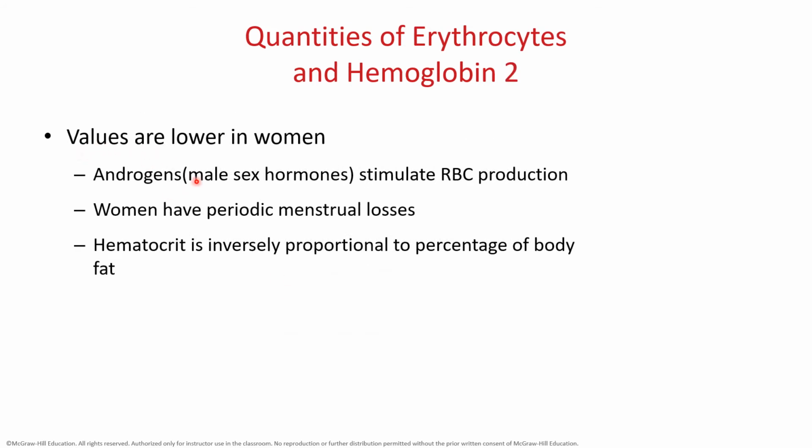So we just saw how the values are lower for women. So why is that? There are a few reasons. Androgens stimulate red blood cell production. Androgens are male sex hormones, and males have more of these hormones, so therefore they're going to have more stimulation of red blood cell production. Therefore the hematocrit is going to be higher. Women have periodic menstrual losses, so they are bleeding. They will be losing blood. Hematocrit is inversely proportional to percentage of body fat, and typically women have a higher percentage of body fat.